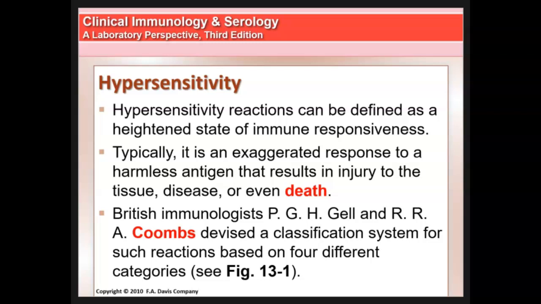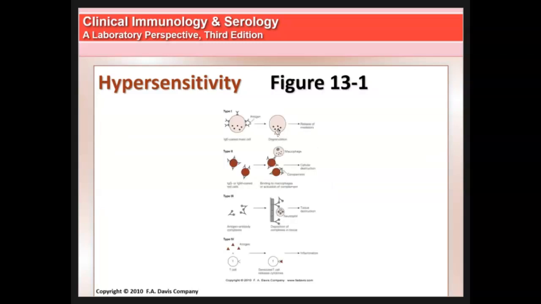Our favorite immunologists, Gell and Coombs, devised a classification system for these reactions based on 4 different categories. So you should note on this slide that hypersensitivity is an exaggerated response to an innocuous antigen. That means an antigen that under normal circumstances is harmless. The 4 categories are type 1, which also is anaphylactic, type 2, which is cytotoxic, type 3, which is immune complex, and type 4, which is cell-mediated.